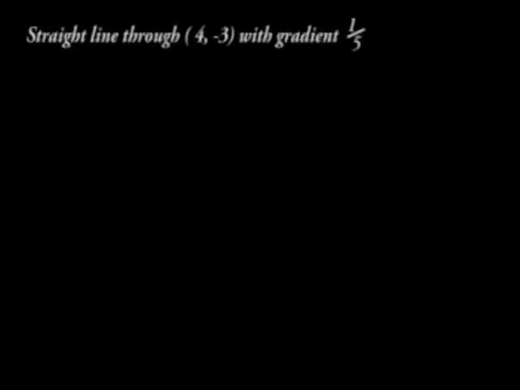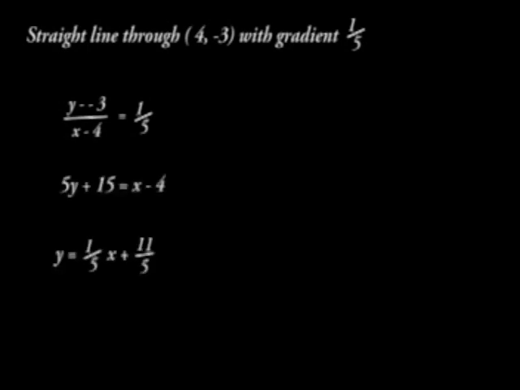For example, a straight line through coordinates (4, 3) with gradient 1 over 5 will be y minus 3 over x minus 4 is equal to 1 over 5. With cross multiplication, we have y is equal to 1 over 5 x plus 11 over 5.